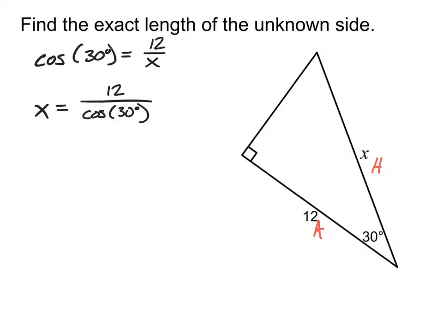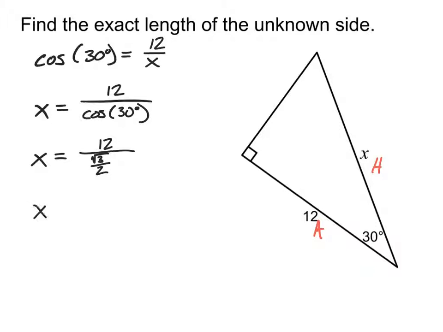Now it comes time to actually knowing what the value is of our answer. So we have to ask ourselves, do we know what cosine of 30 degrees is? Yes. That means we should be able to do this without a calculator. So since I know what the value is, I'm going to plug that in. So we're going to do x equals 12 over, and it happens to be root 3 over 2. Now this one's not quite as pretty as the other ones, but we can still do it.